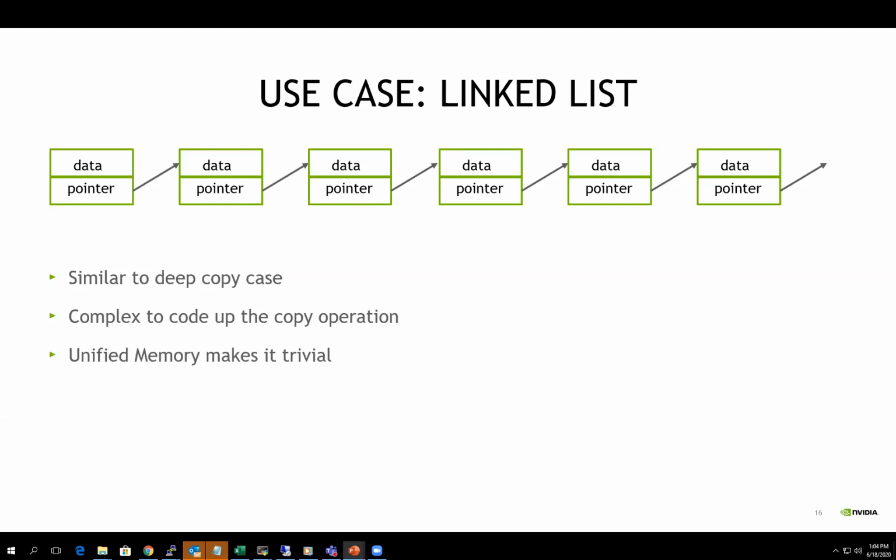It's trivial with unified memory. I just replace all of my host allocators, let's say I was using malloc, with managed allocators, and everything just works. I can pass the pointer to the first object to my device code, my kernel, and code in that kernel can then navigate object to object by following the pointers. Everything will just work.